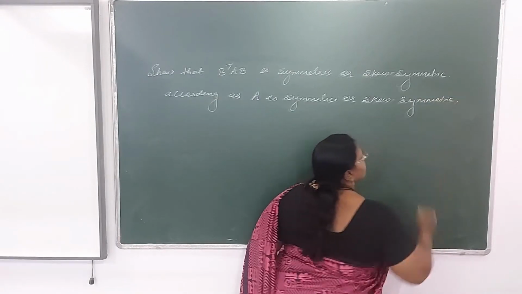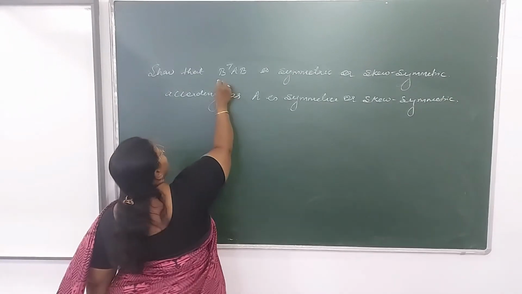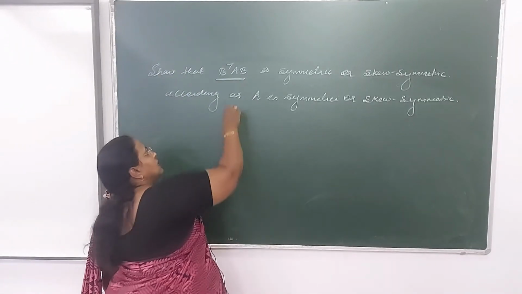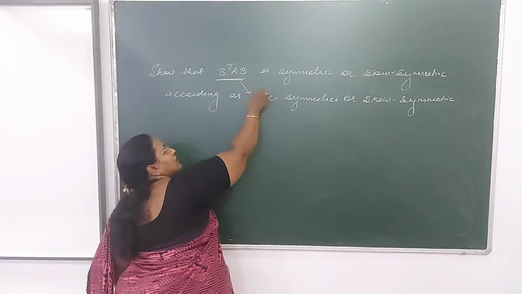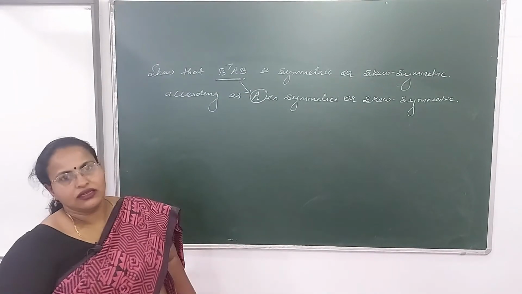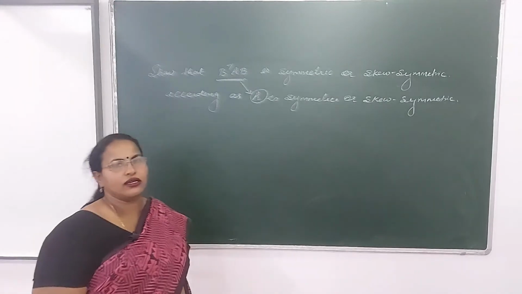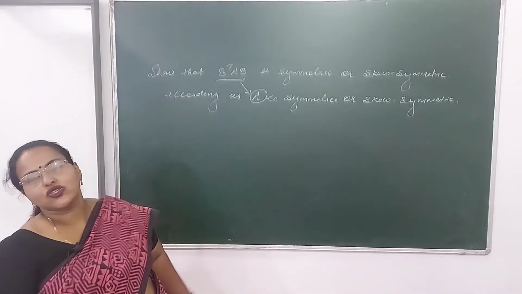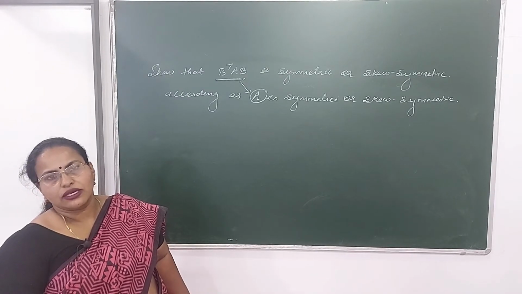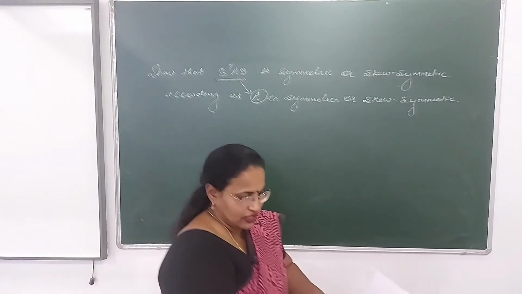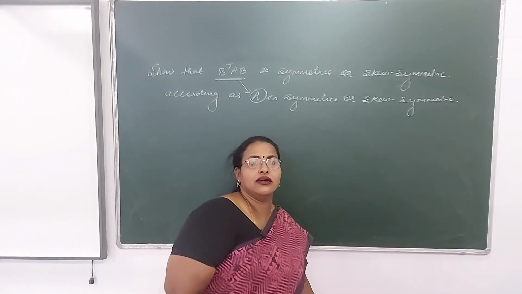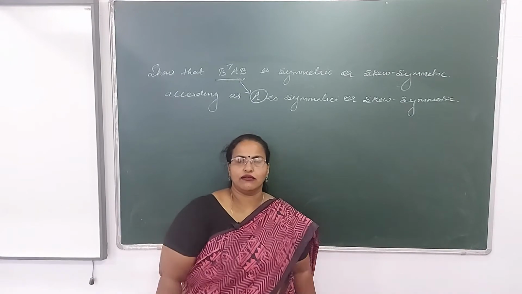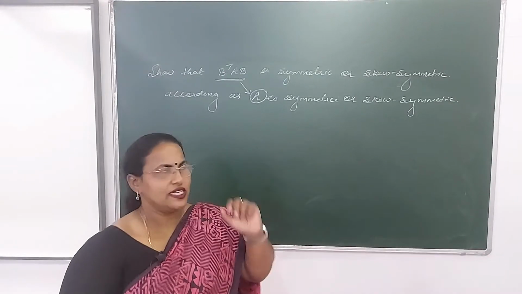That means the term B transpose AB depends upon the matrix A. If A is symmetric, then B transpose AB is symmetric. If A is skew symmetric, B transpose AB is skew symmetric. Is that okay? So let us prove this. Two cases are there. As per the condition of A, B transpose AB is depending. So we'll deal with two cases.